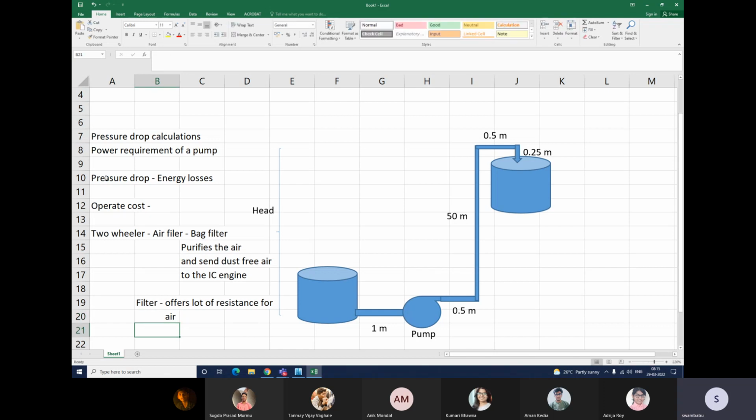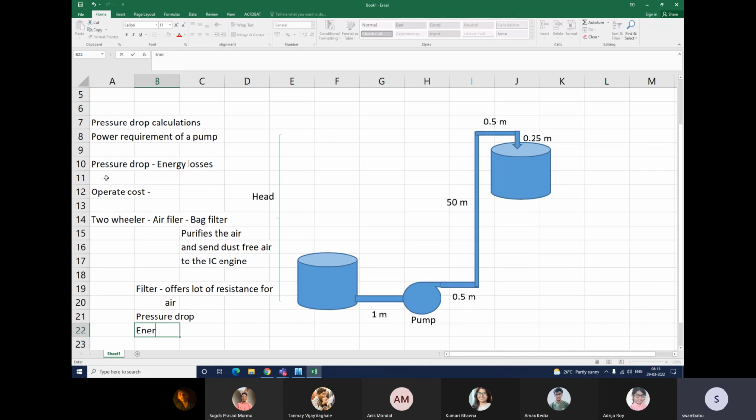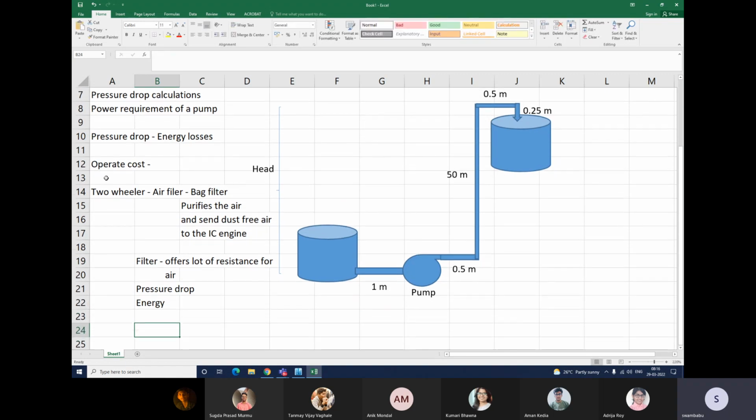If it is offering a lot of resistance, that means a lot of pressure drop. That means it requires a lot of energy for the air to flow. So how does that energy come? Most of the energy, whatever battery or fuel we are using, will be utilized partially for the filter. And also, if you don't get sufficient air, what will happen? Sufficient combustion also will not take place.